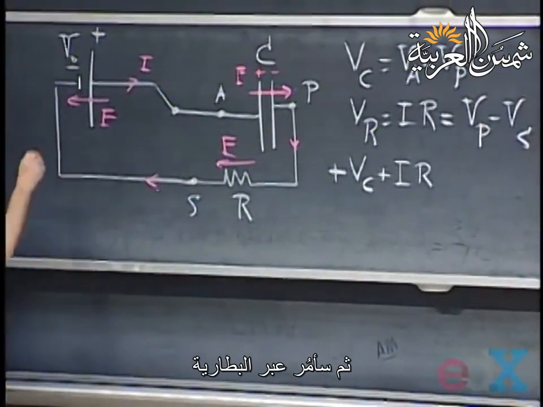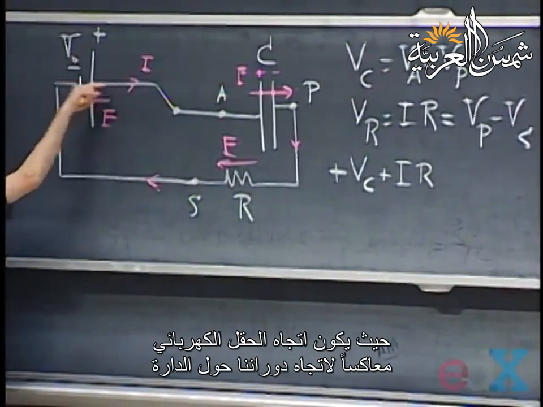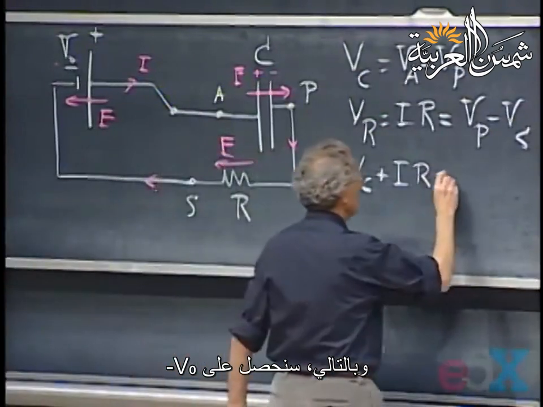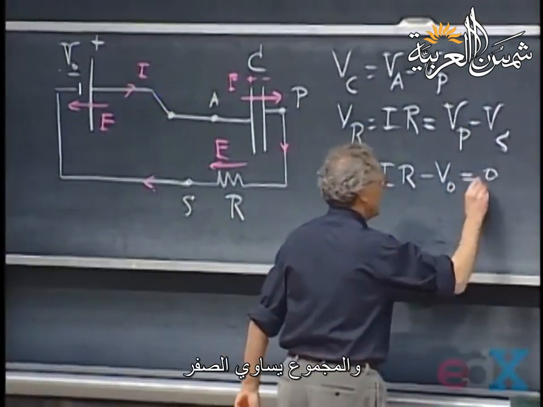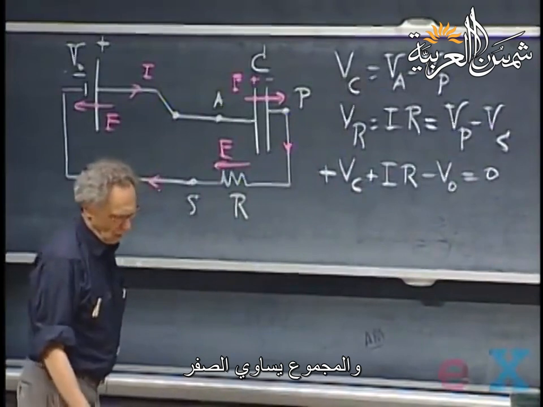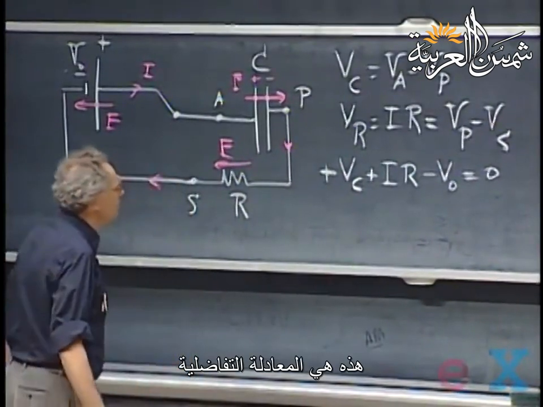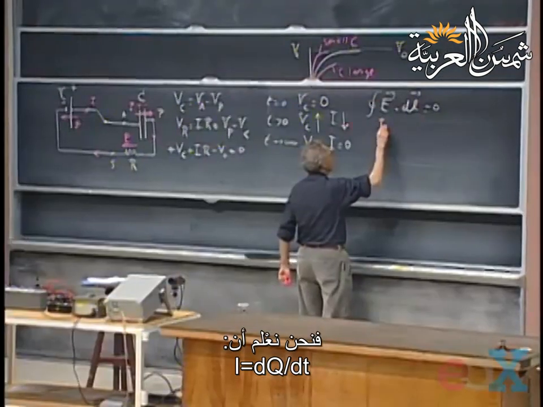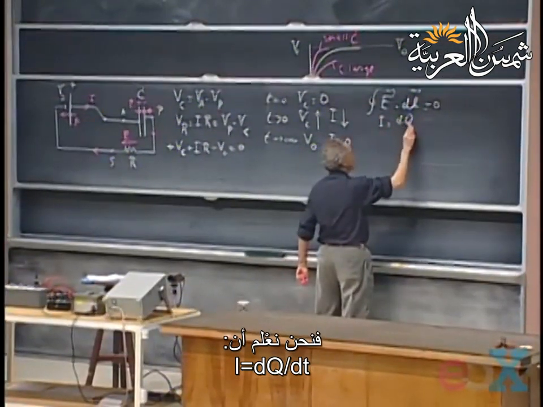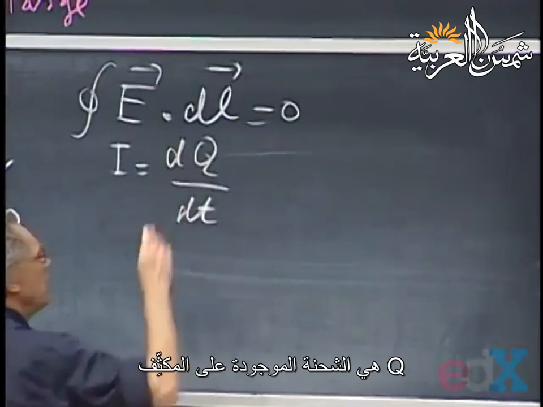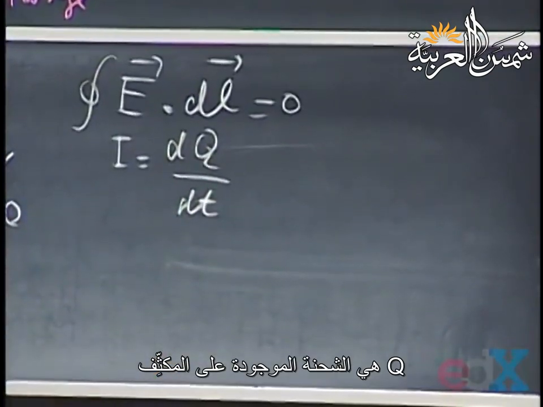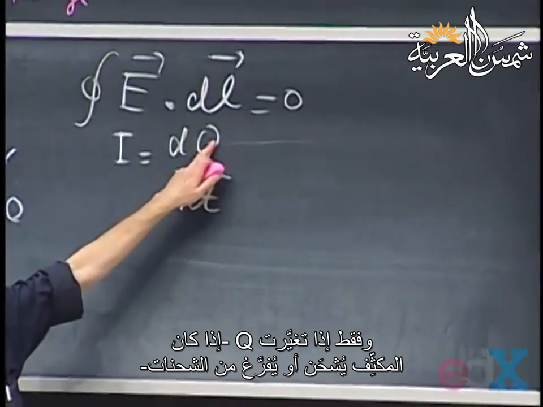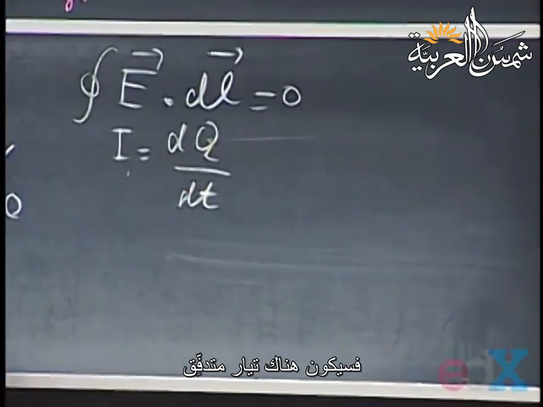Then I come through the battery, now the electric field is opposing the direction in which I go, so I get minus V0, and that is 0. So that's my differential equation, and I can write it differently because I know that the current I is dQ/dt, Q being the charge on the capacitor, and it's only if that number changes, if the capacitor is either charging up or discharging, is there a current flowing.